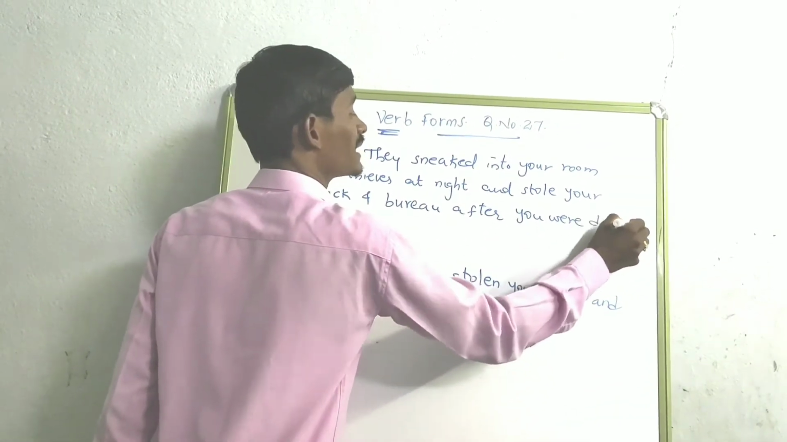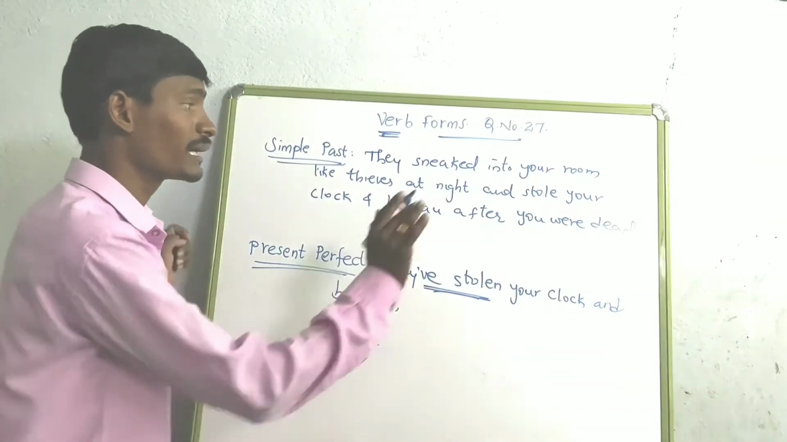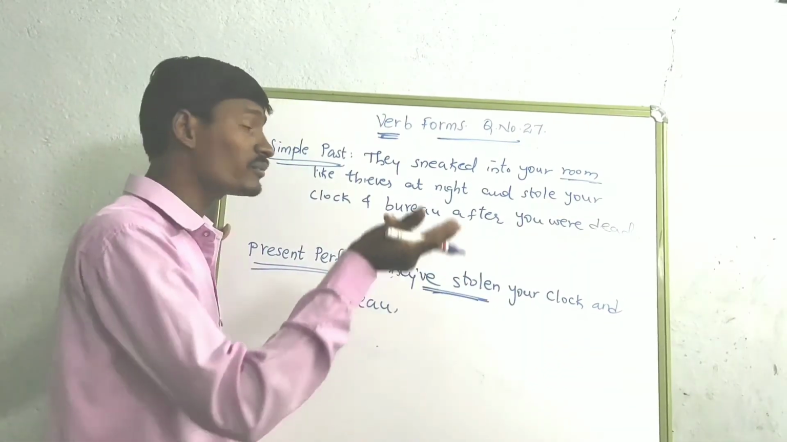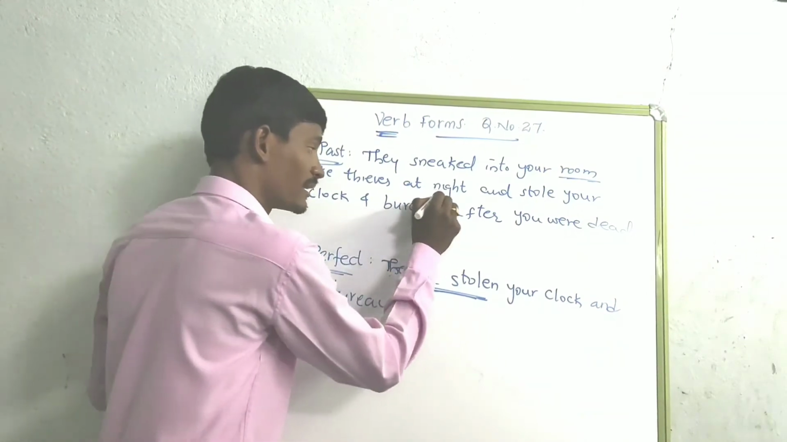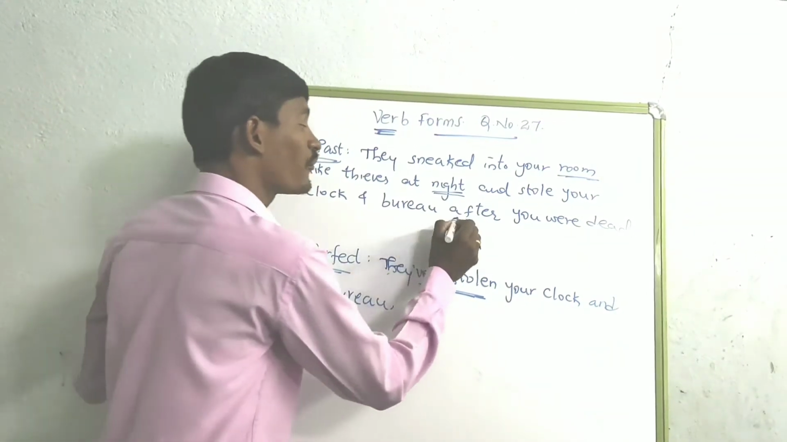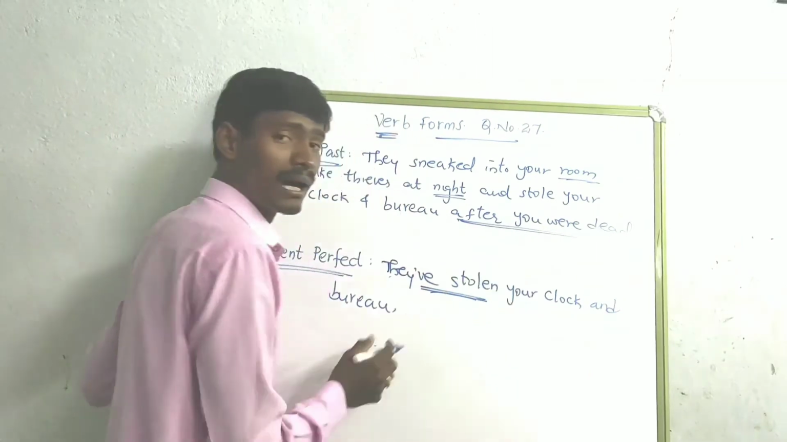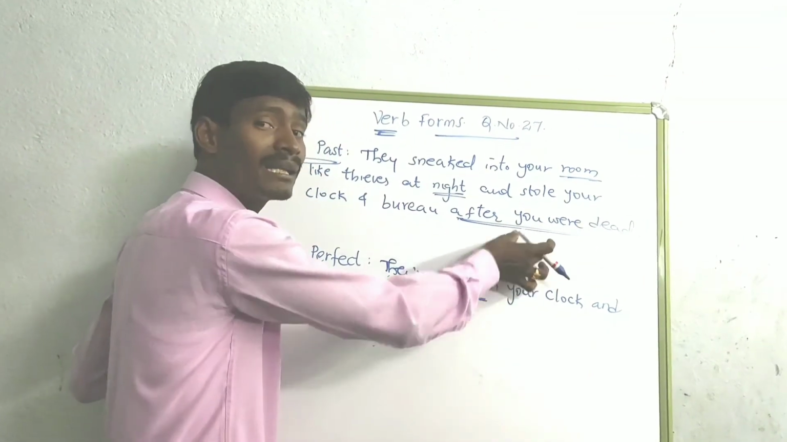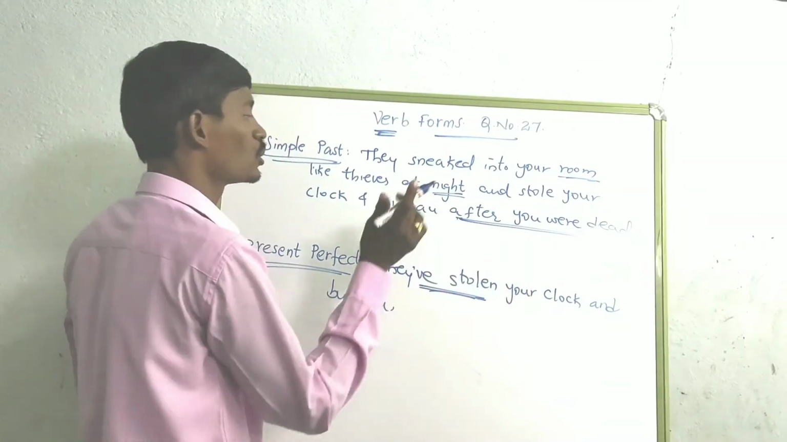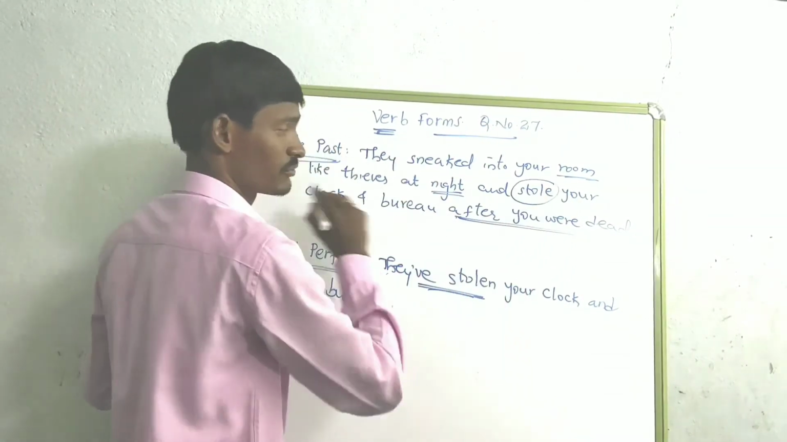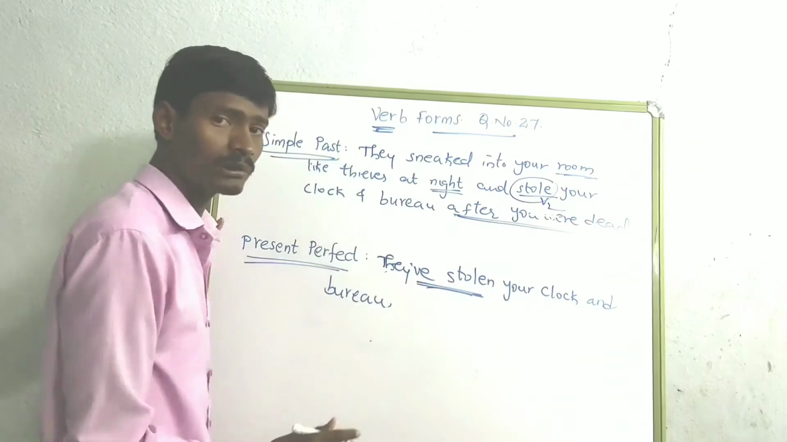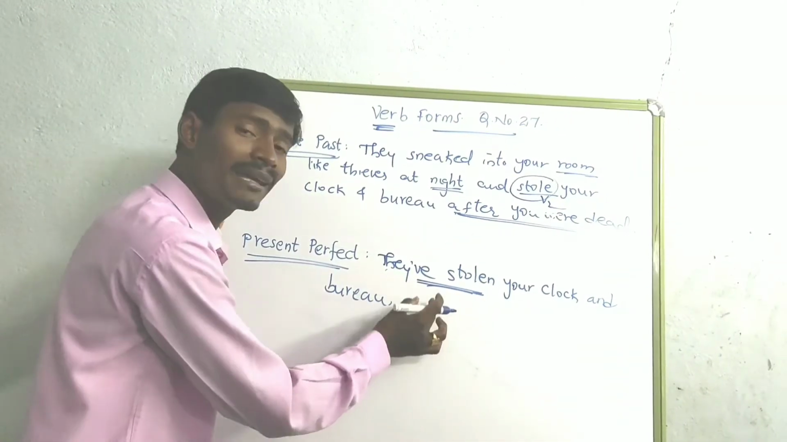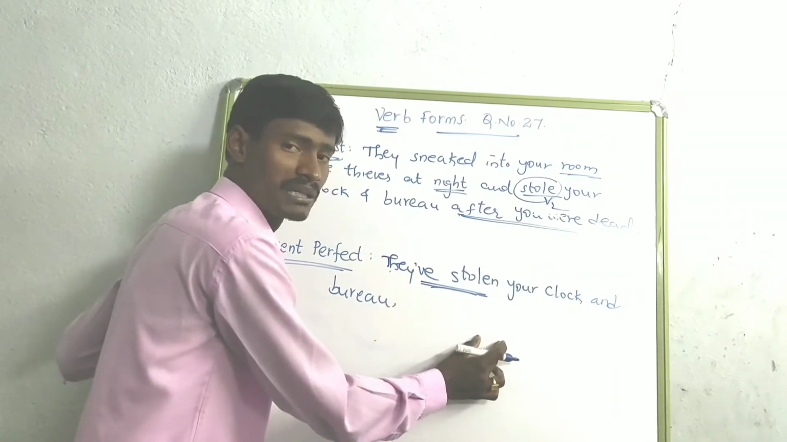So if you observe this example carefully, here the place is given. What is the place? Room. The time of the work is also given. What is that? Night time. Not only that, after you were dead. This is also time. So time regarding the past is given here, so they use simple past tense, verb in V2 form. But in the earlier example, the same action is referred to, but neither the place nor the time is mentioned.